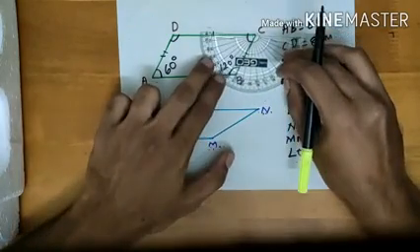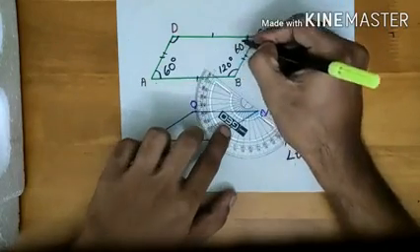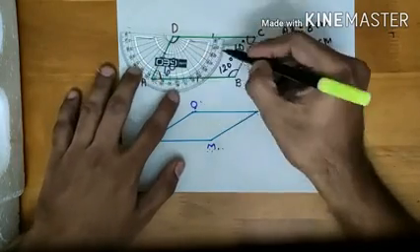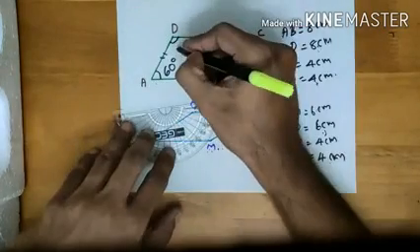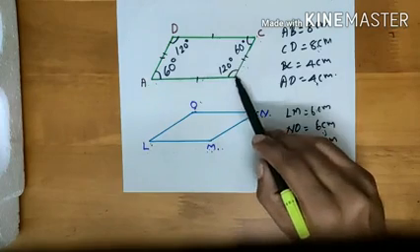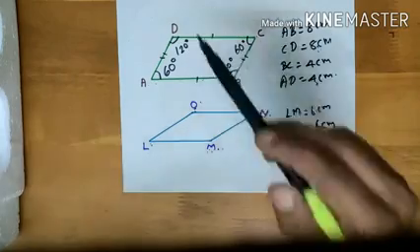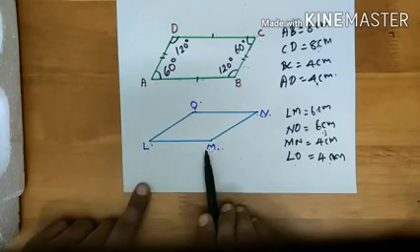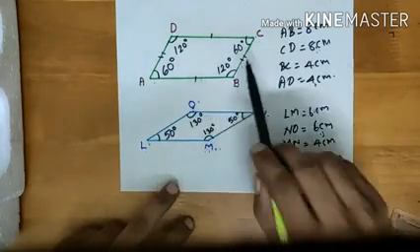Now measure angle C. Angle C equal to 60 degree. Now measure angle D. Angle D equal to 120 degree. Okay. So angle A equal to 60, angle B equal to 120, angle C equal to 60, angle D equal to 120 degree. Now we will measure the angles in the parallelogram LMNO. Okay. So look at these angles.